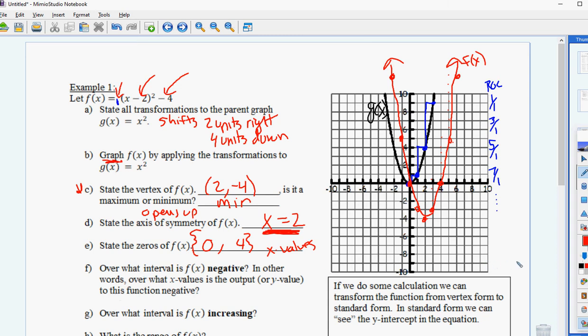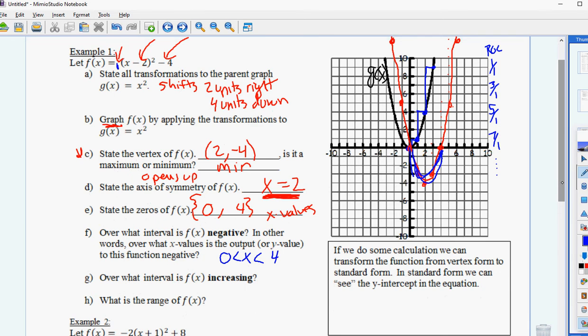Over what interval is f of x negative? Meaning where does the parabola fall below the x-axis? Where are the y values negative? That's from one root to the next, from 0 to 4. I can write it as an inequality like that. Could have written it in interval notation also if I wanted to.